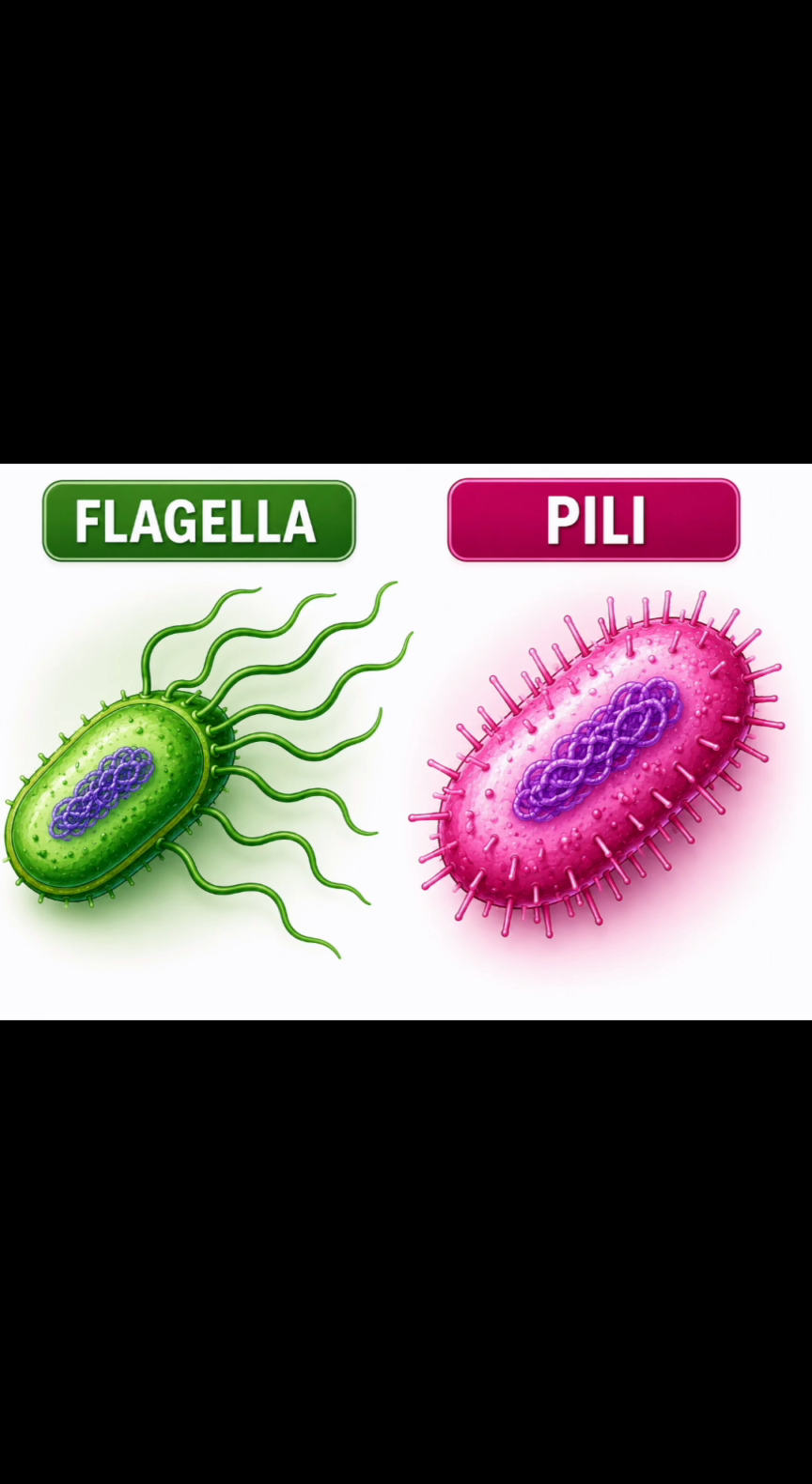There is another minute structure which is shorter than pili, which is known as fimbriae. These are hair-like protein appendages, mainly helping in attachment. You can see 200 to 400 fimbriae per cell.